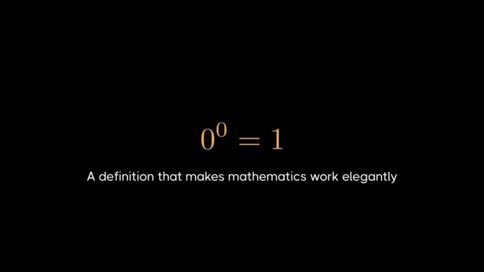Remember, in mathematics, useful conventions are chosen because they make the broader system work better. And the convention that 0 to the power of 0 equals 1 exemplifies this principle perfectly.